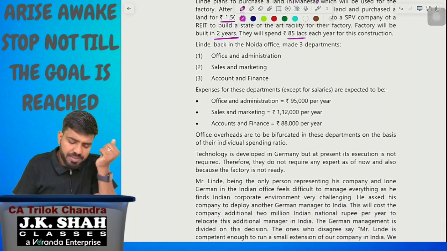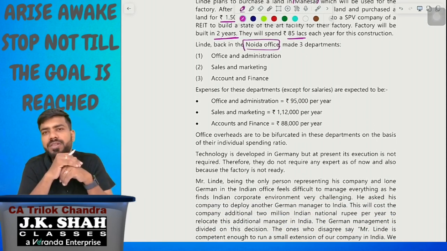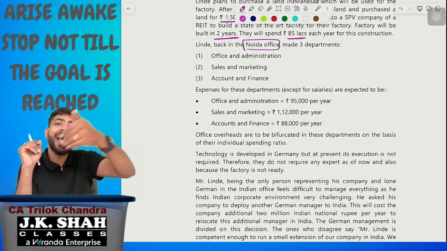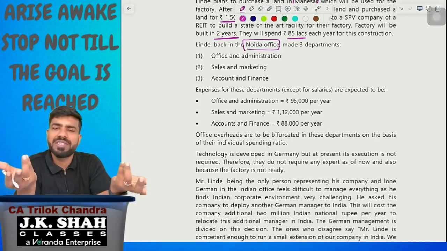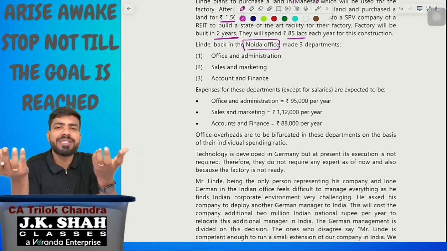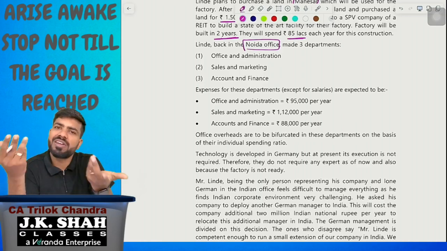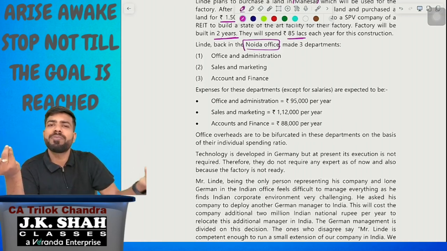Lindy back to Noida office. Old office. Noida office is the old one. This is not specified earlier; the name of the place was not specified earlier. Back to Noida office means he is having only 2 places now, Noida and Manesar. Manesar is the newly purchased land, and the factory is not yet constructed. Back to Noida office means the old office.